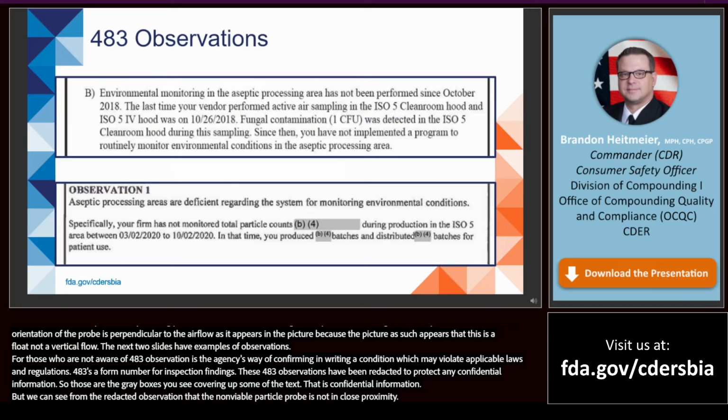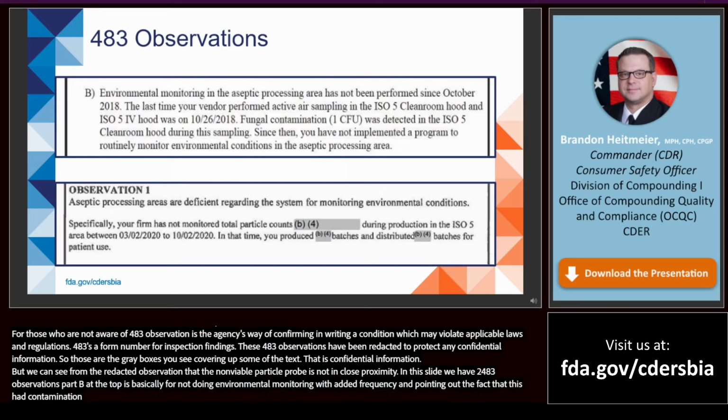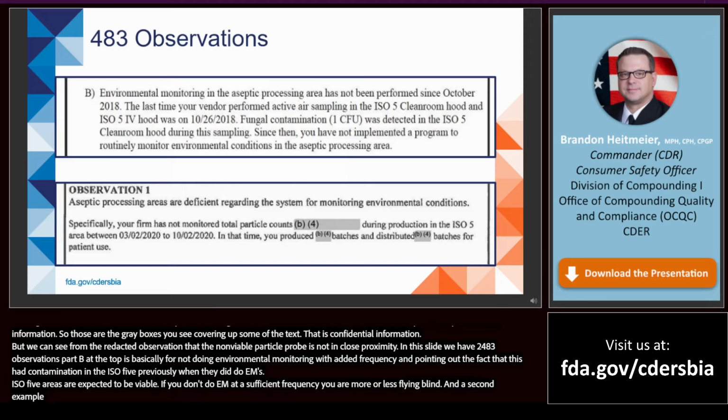In this slide, we have two 483 observations. Part B at the top is basically for not doing environmental monitoring with adequate frequency and pointing out the fact that this firm had contamination of 1 CFU or more in the ISO 5 previously when they did do EM. ISO 5 areas are expected to be free of viable microbes. If you don't do EM at a sufficient frequency, you are more or less flying blind. And the second example is for not monitoring non-viable particles during production. Production, of course, is the most critical time when components or container closures are exposed to the environment.